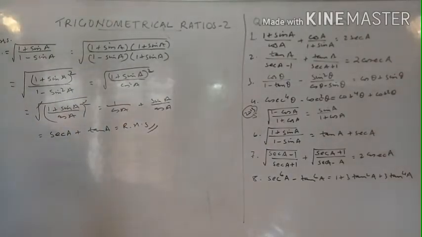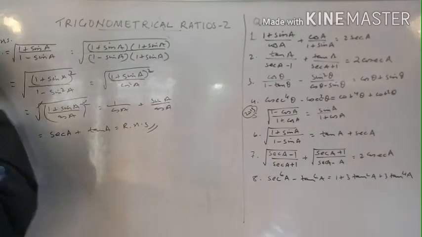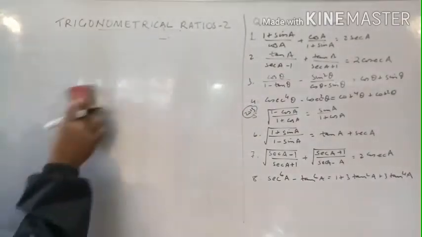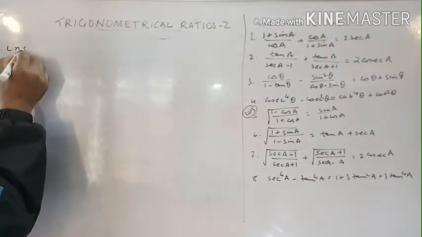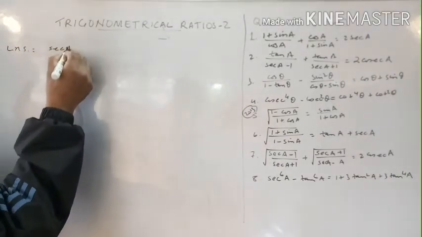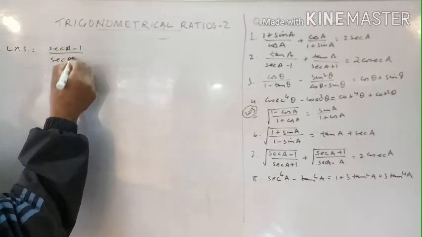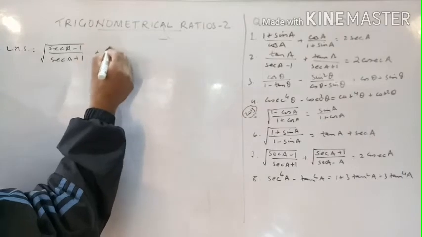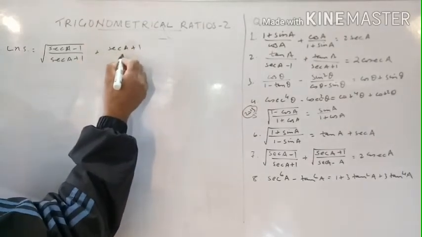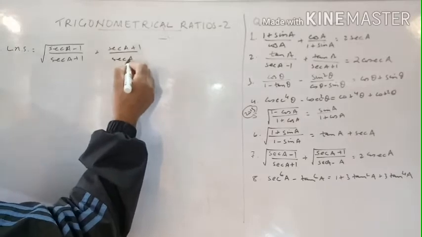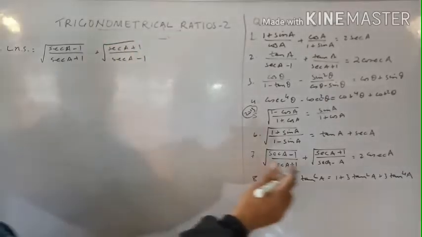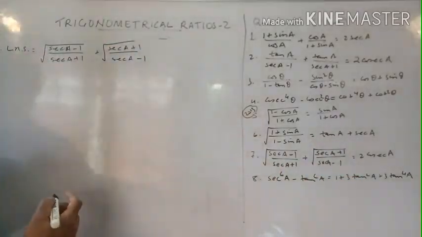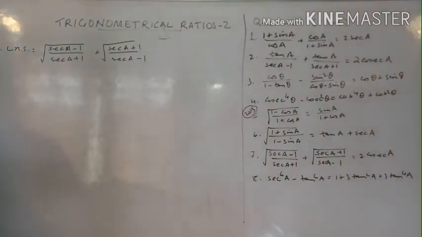Okay, next question is also similar in terms of sec given. So there are two expressions under root. Question number 7, LHS. So we have root over sec A minus 1 by sec A plus 1, plus root over sec A plus 1 by sec A minus 1. It should be equal to 2 cosec A. So you have to get 2 cosec A.